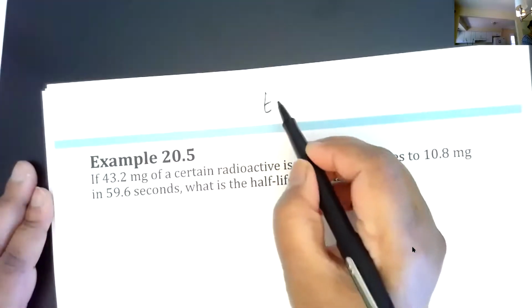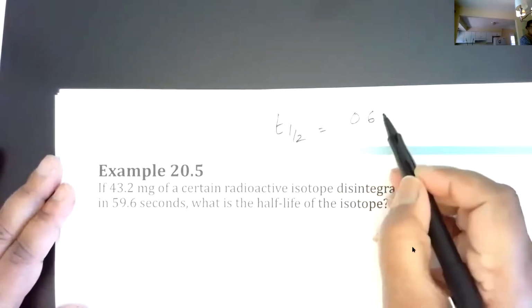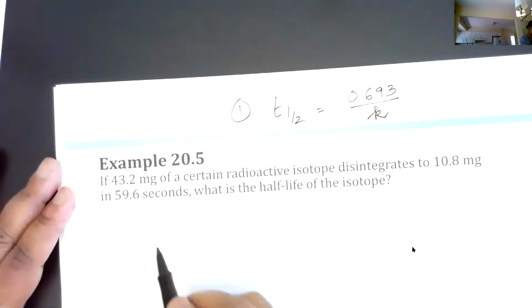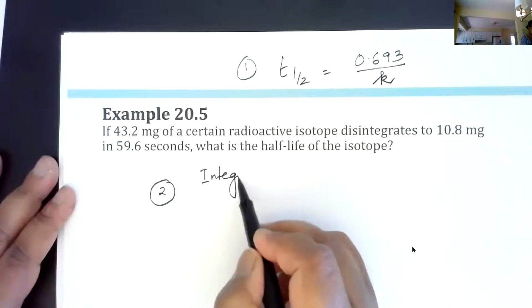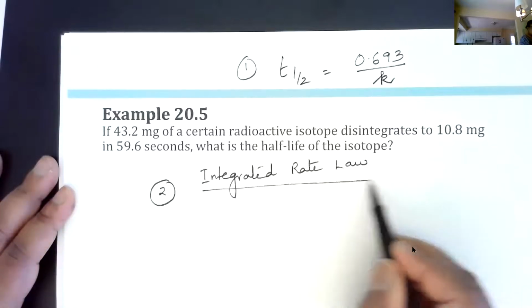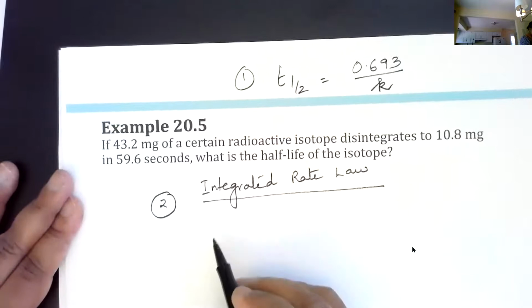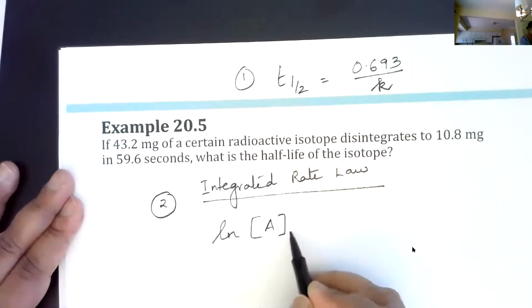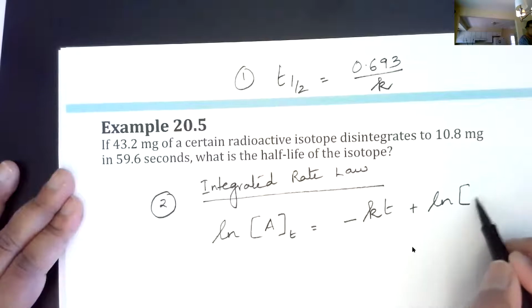So you have T half is equal to 0.693 divided by K. You also have the integrated rate law for a first order reaction. This is all for first order. Do you remember what that is? ln At equals minus Kt plus ln of A0. Remember?